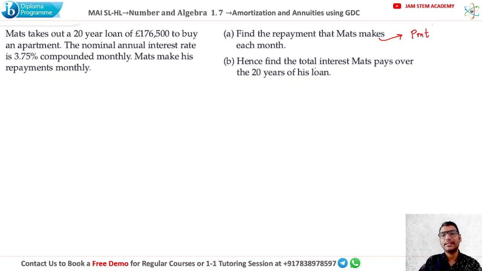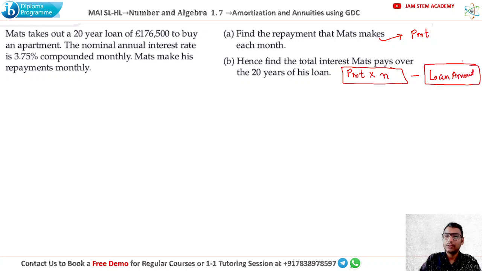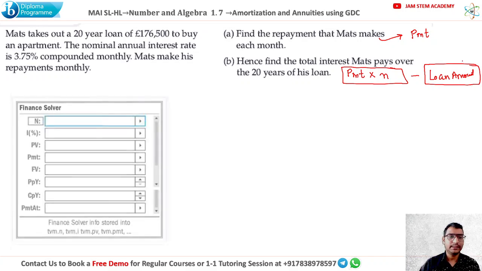After that it says hence find the total interest Met pays over 20 years of his loan. How can we get this? Once we get the final amount that we have to pay, including the interest and everything, we multiply what we are paying by the number of payments n, and that will be my final amount paid. If I subtract the loan amount from that, I will get the interest paid. Okay, so that is going to be my approach to solve this problem. Now let's get back to our GDC.